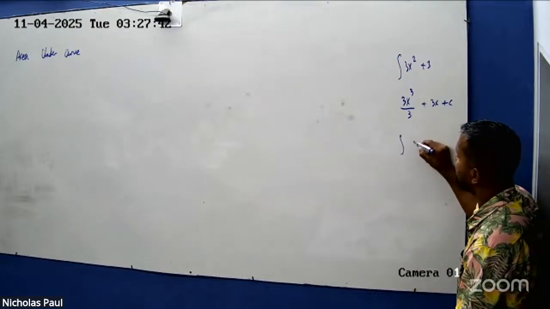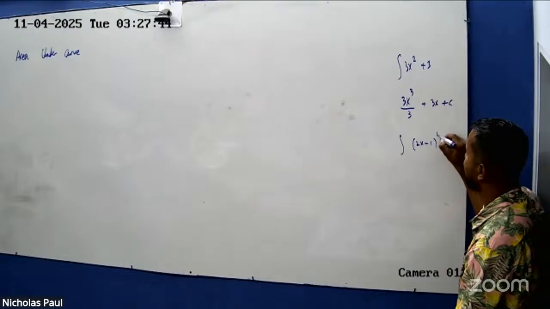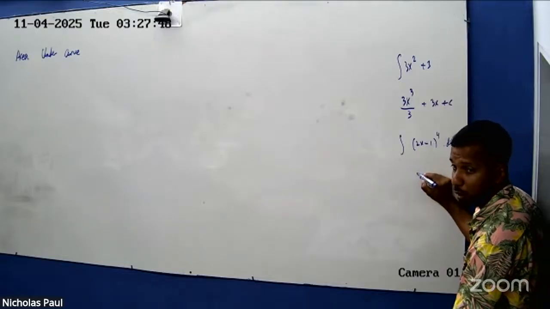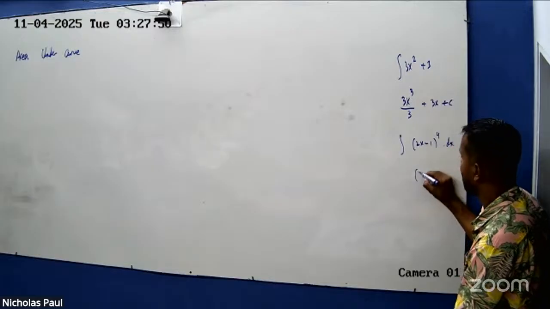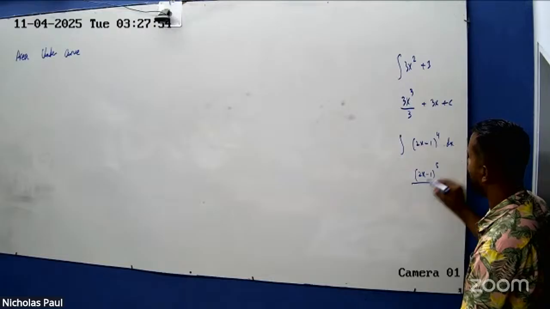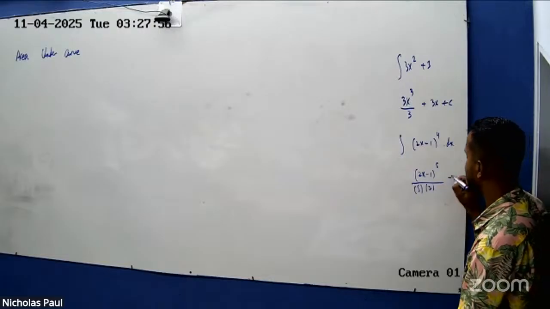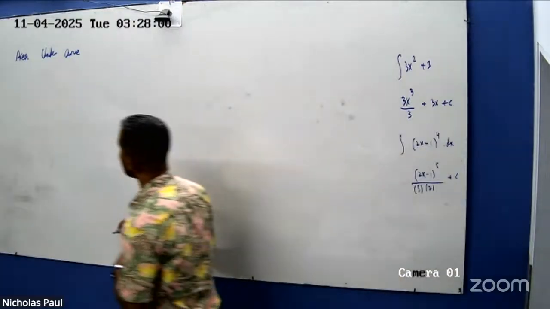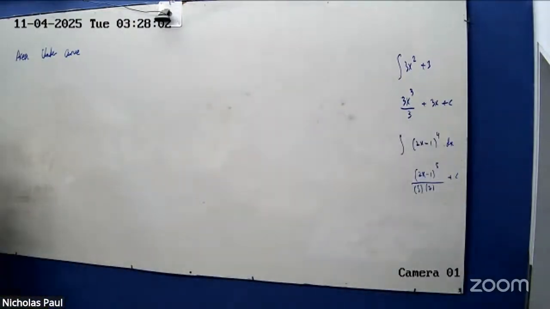What's the integral of something like this? 2x minus 1 to the power of 4. What will this be? 2x minus 1 to the power of 5 all over 5 plus 2. Right? So that's some small things to remember.